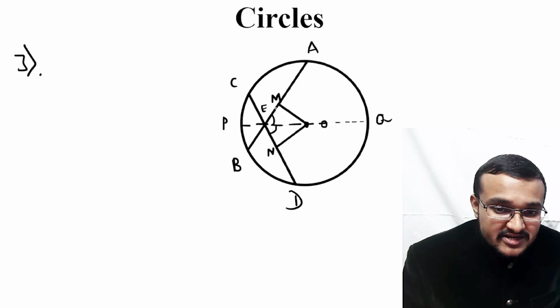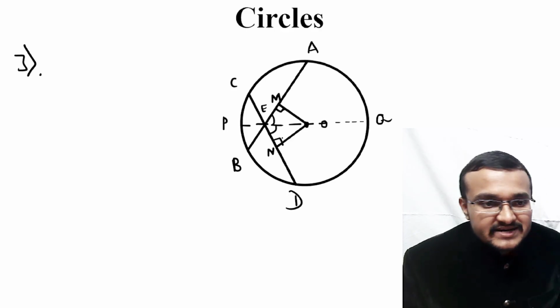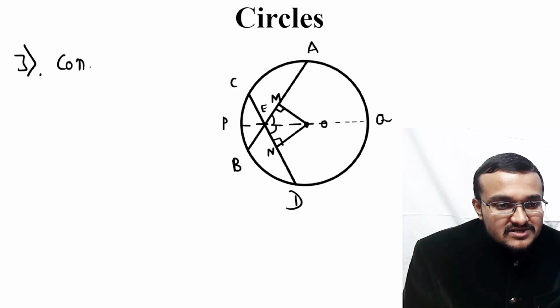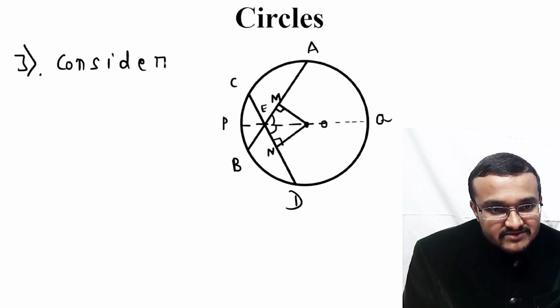So here OM is perpendicular to AB, so this is 90 degree, and here ON is perpendicular to CD, so this is also 90 degree. Now we'll just write the statements.